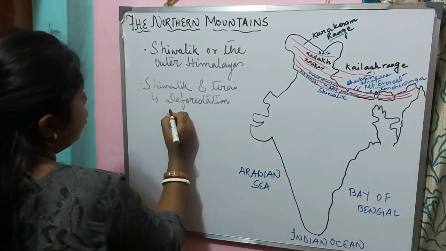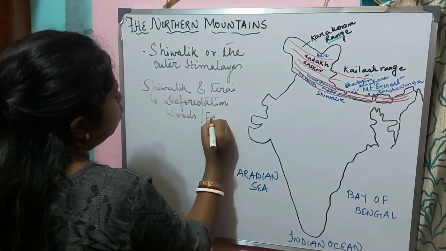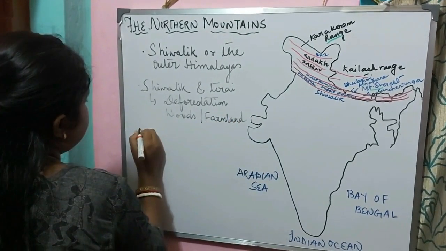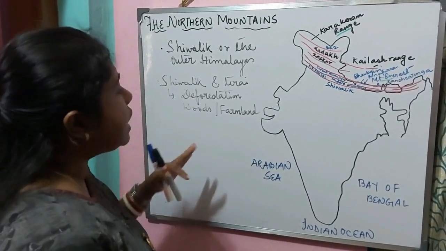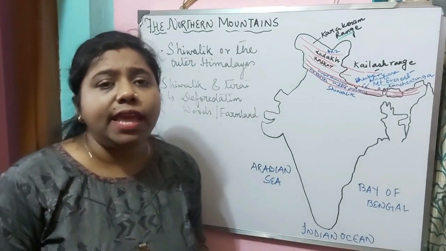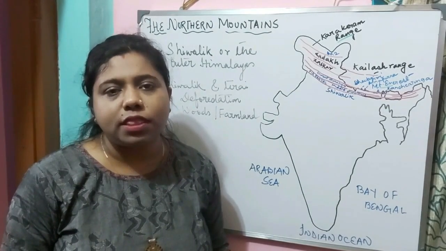Deforestation for what? For woods and farmland. What are people doing? People are cutting down the trees. So as the trees and the forests are cut down for woods and farmland, what is happening? Many wild animals are losing their shelter, losing their home.